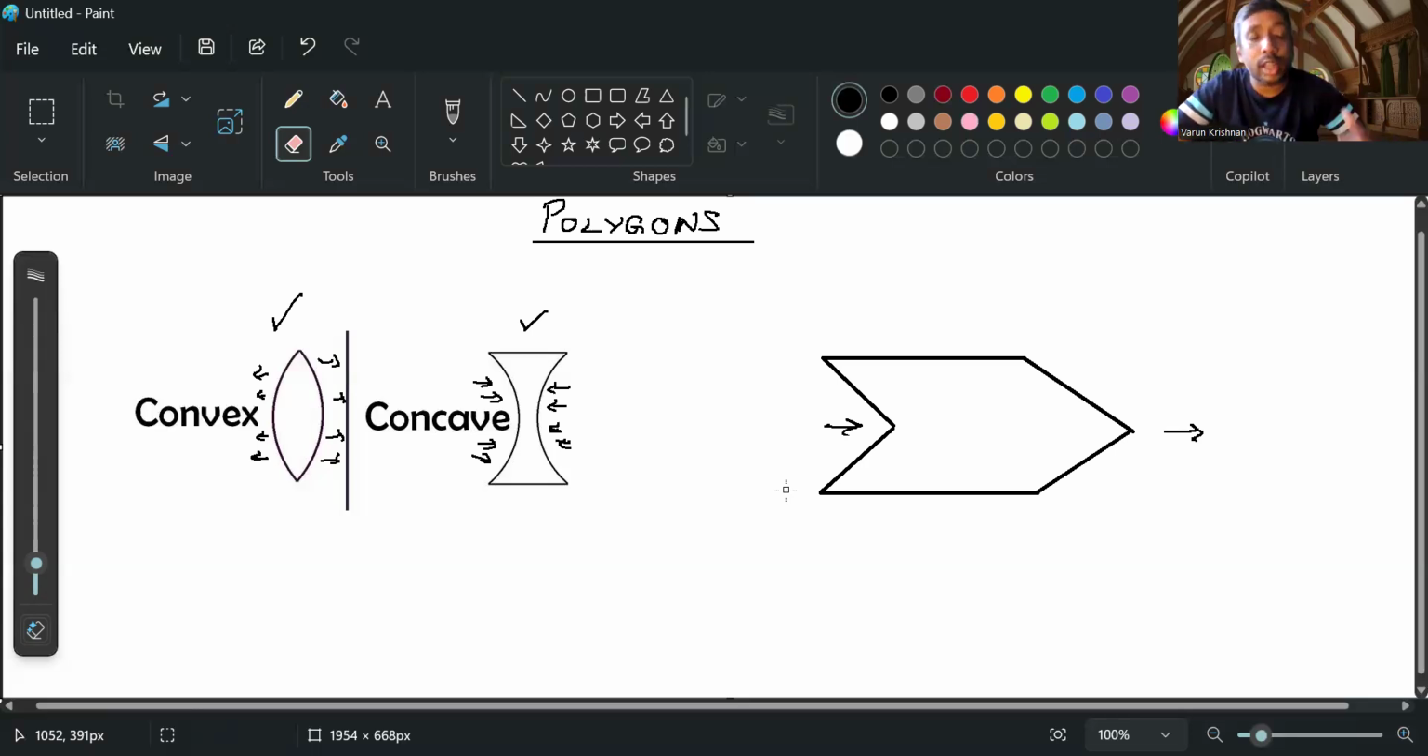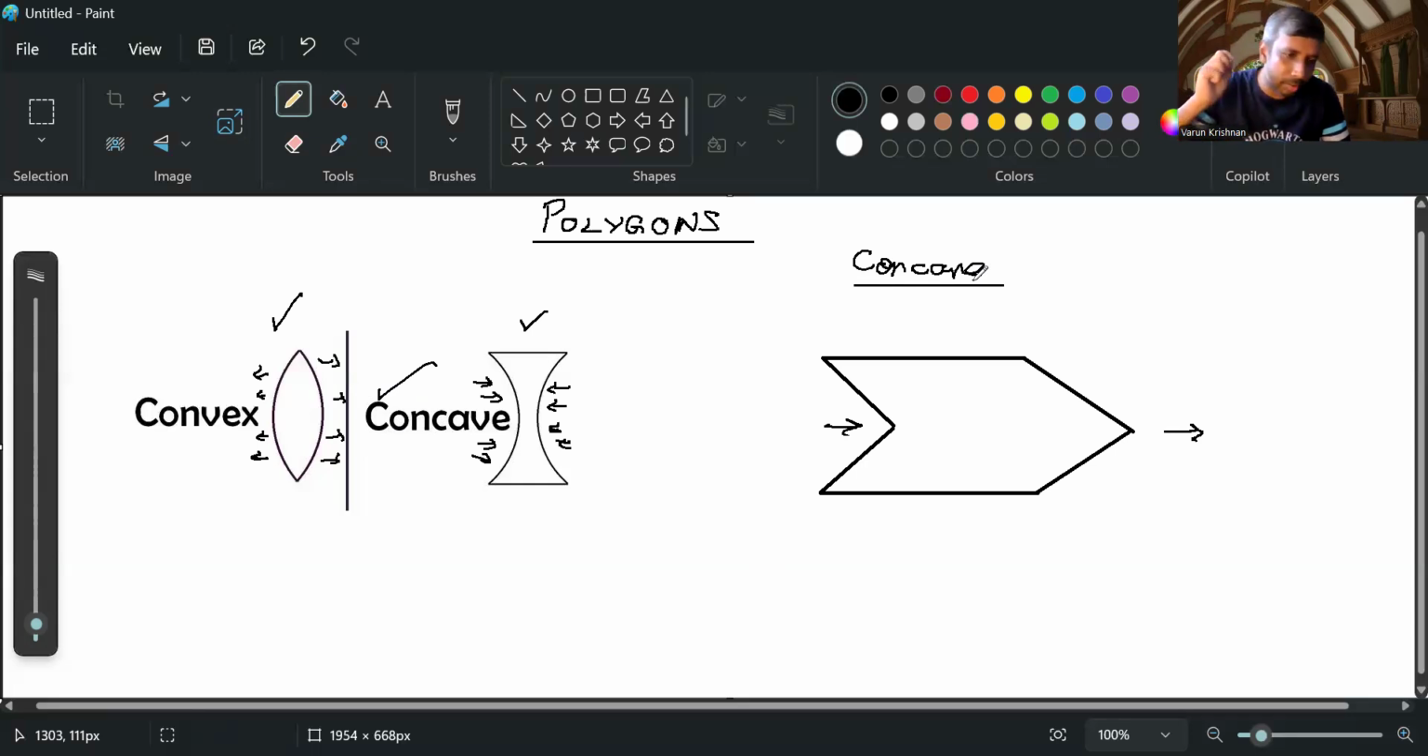I'll tell you the correct answer, then I'll explain why. The answer is that this polygon is 100% a concave polygon. This is definitely not a convex polygon. This is a concave polygon. Now, what's the logical reason behind it? Even though there's one vertex bulging outward, why am I calling it concave?